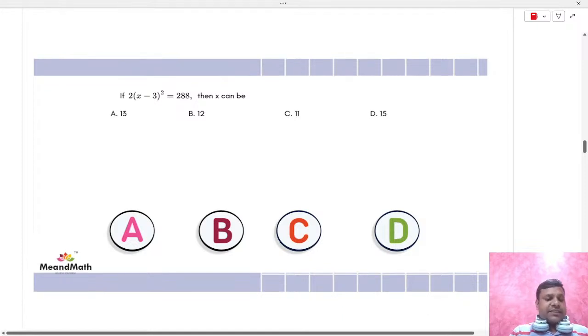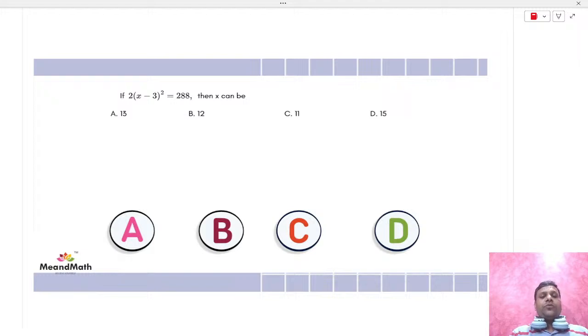2 into bracket x minus 3 whole square is equal to 288. Again, this question is based on the square root, and this is an algebraic expression in which we have to do square root. After the square root, we have to solve it so you can find the x. It's a very easy question, not a difficult one. I'm sure you all will be able to solve this question. So try to solve it and reply.